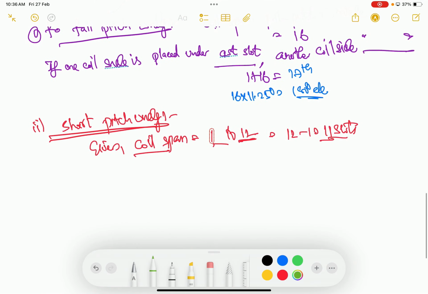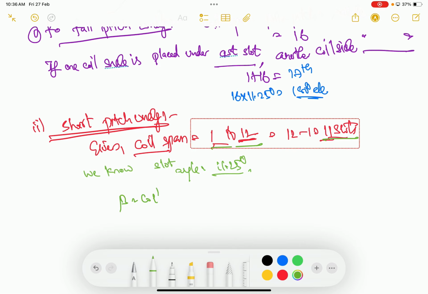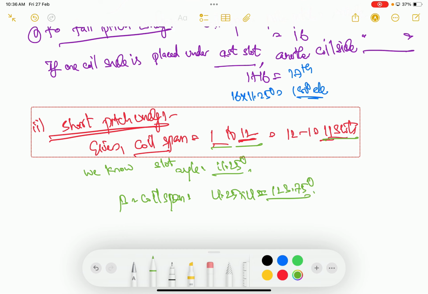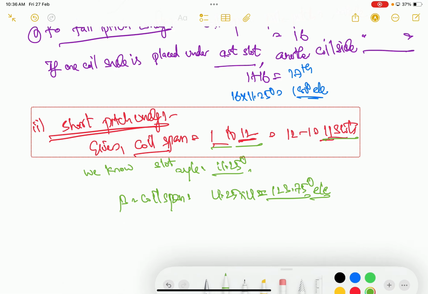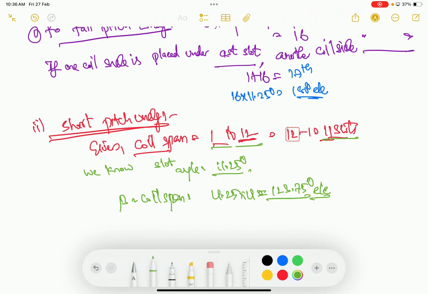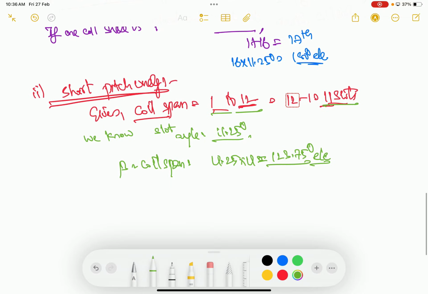Here we already know the slot angle equal to 11.25 degrees. Now what is the coil span here? 1 to 12, that is equal to 12 minus 1, equal to 11 slots. So beta, the coil span, equals 11.25 into 11, which is approximately 123.75. It's always better to write it as electrical degrees. So this is the coil span, and we already know the relation.